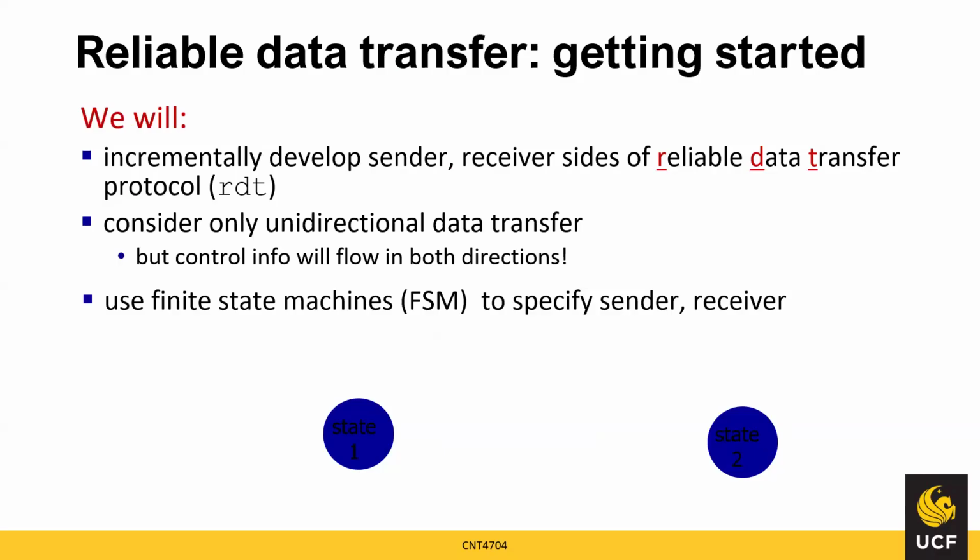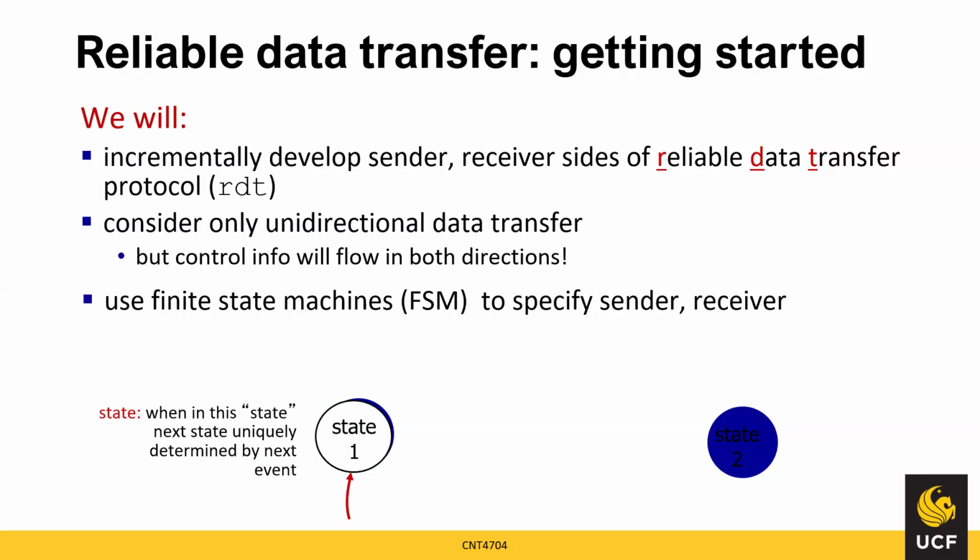So now let's start building the RDT, or the reliable data transfer protocol itself. We're only considering unidirectional data that is being sent, but keep in mind, control information will still flow in both directions. So for us to design the specific protocol, we need to describe a way for the sender and receiver to behave. And this is where the FSM, or finite state machines, come into place.